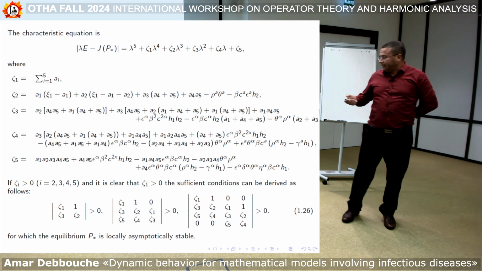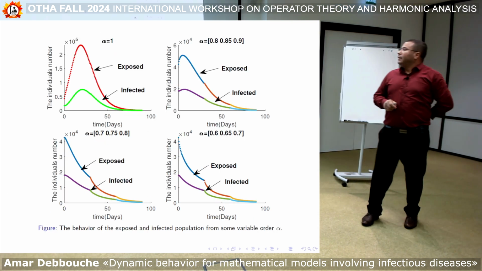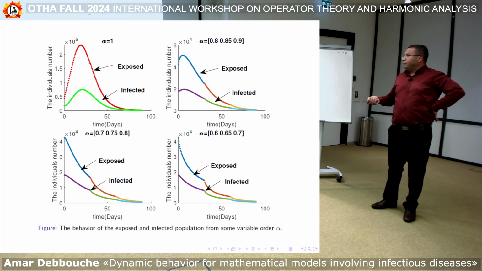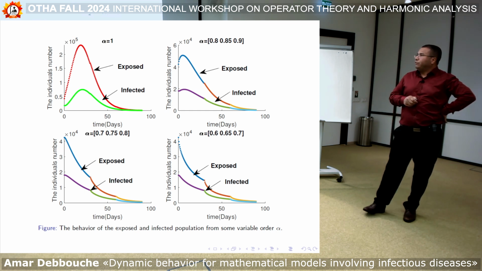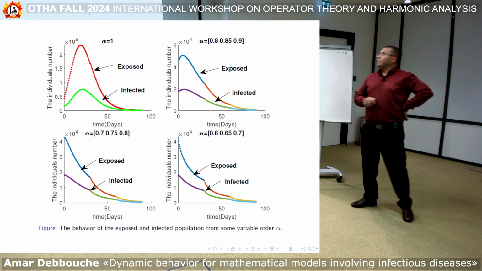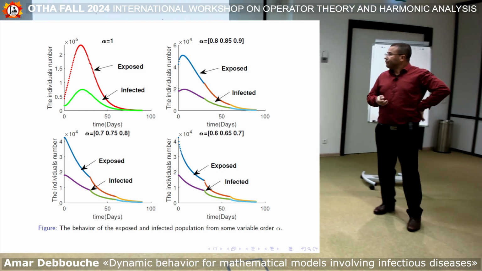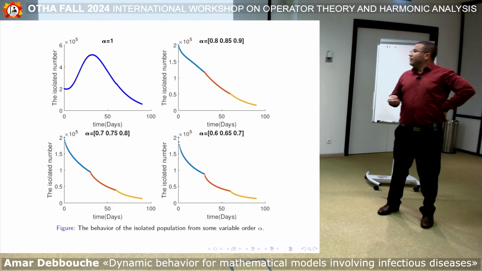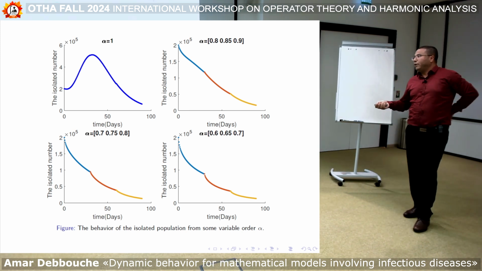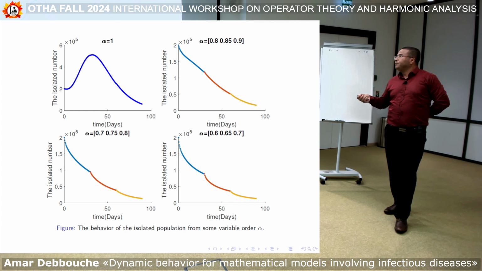Here we have the behavior of the exposed and infected population for different values of alpha. Here we have the usual case when alpha equals 1, and then we have different values for alpha. The same for the isolated population.